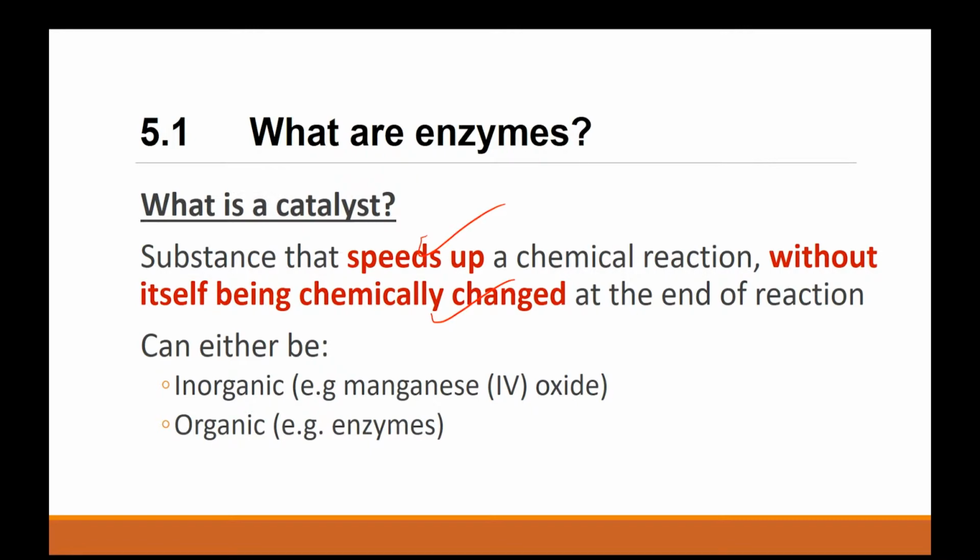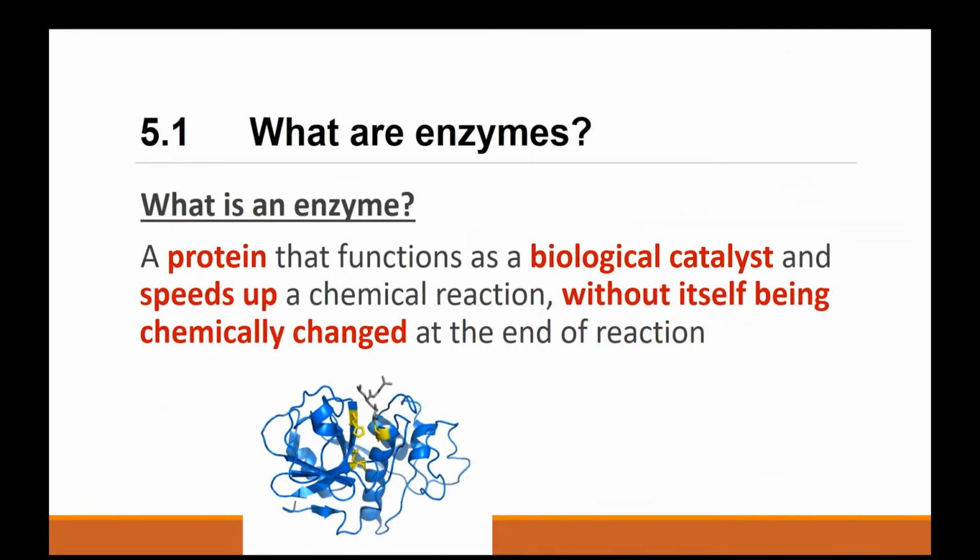Why must we learn about catalyst? Because enzymes are actually proteins. They are proteins that act as a biological catalyst. Now we say biological because they are found in living organisms, and they help to speed up a chemical reaction without itself being chemically changed at the end of the reaction. So this is exactly the same as the definition that you saw just now, speeding up of a chemical reaction without itself being chemically changed, just that in the context of an enzyme, this is actually a protein.